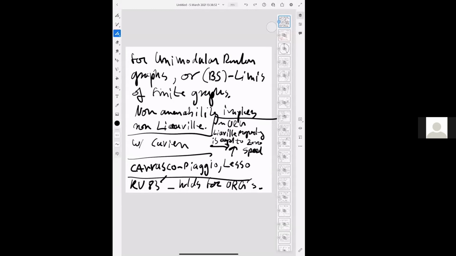Itai, it's Lessa, not Lesso. Oh, sorry, Pablo Lessa. Sorry. Yeah. So Carrasco Piaggio and Lessa proved that if you have positive speed, you have a non-constant bounded harmonic function, and Nicolas Curien and I proved that if you have zero speed, you are Liouville.